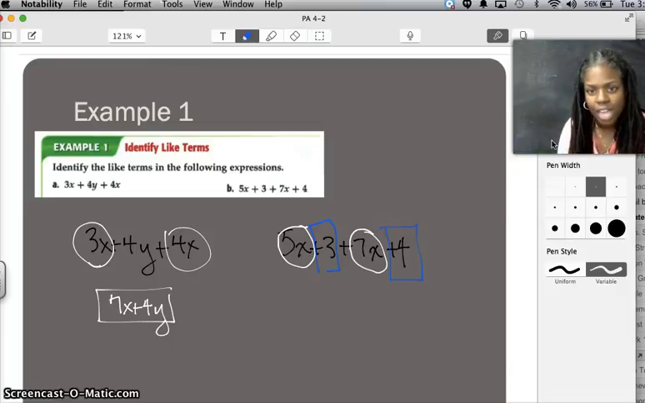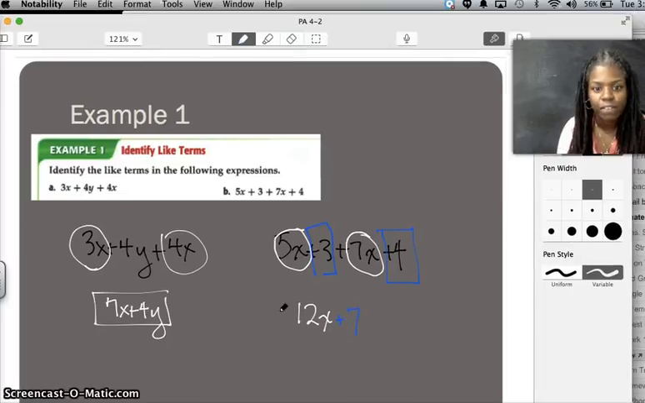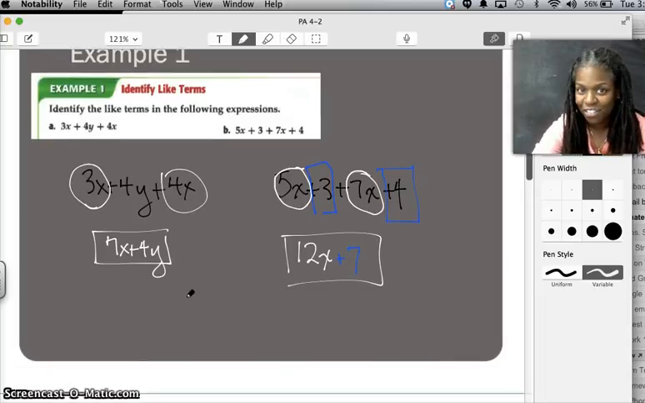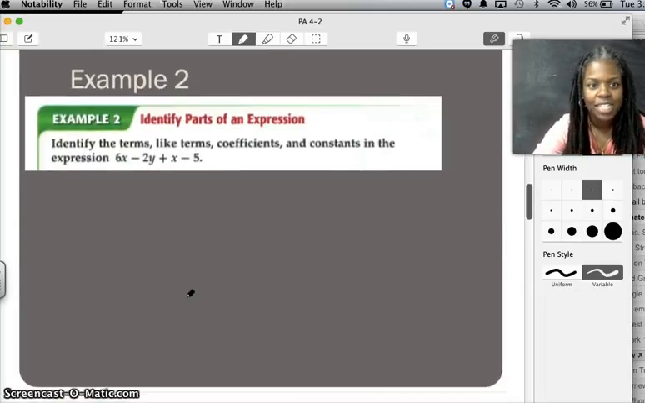And again, this was not required, but if you chose to simplify, what you would get is 5x plus 7x gives you 12x, and then 3 plus 4 is going to give us 7. So 12x plus 7 would be the simplified version of this expression. All right, so that's example 1. But all you needed to do in this was just to identify like terms. All right, so let's take a look.